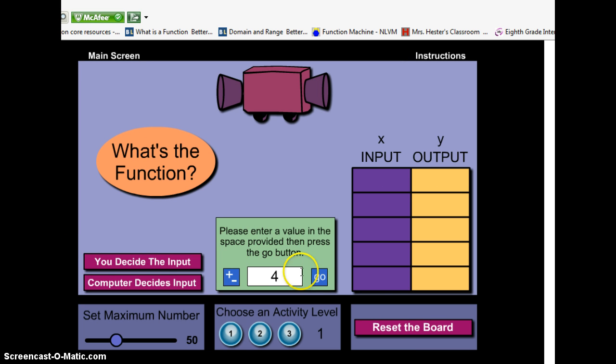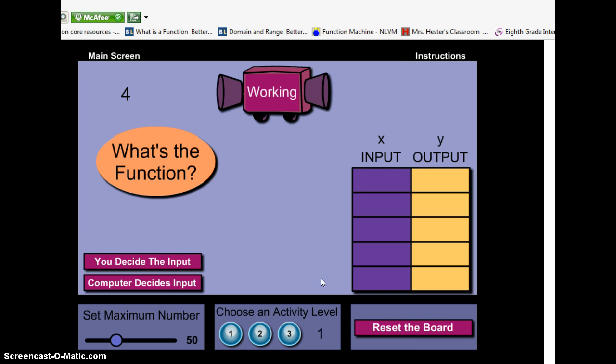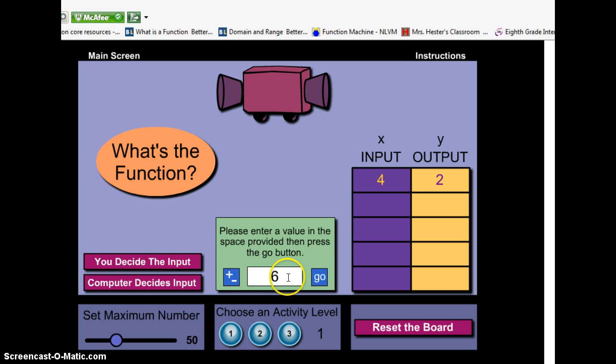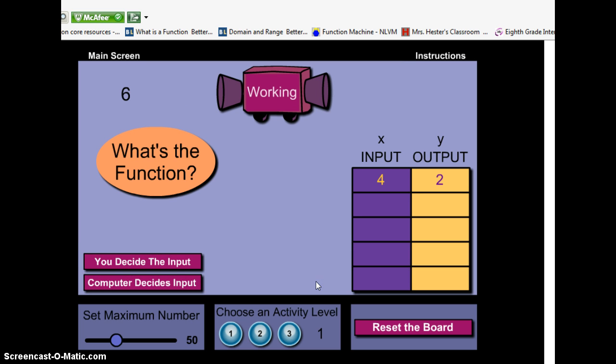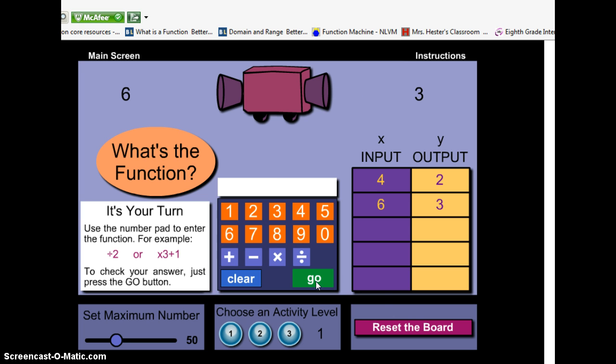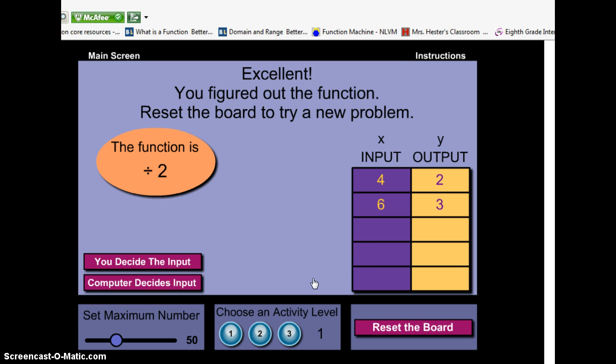We'll do one more. We'll put in a 4 this time, make it a little tougher. So this one could either also be divided by 2, or it could be subtracting 2. How about we put in a 6? I think it's divided by 2 again. Let's find out. We figured it out again.